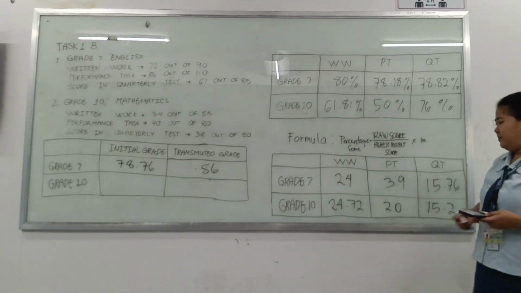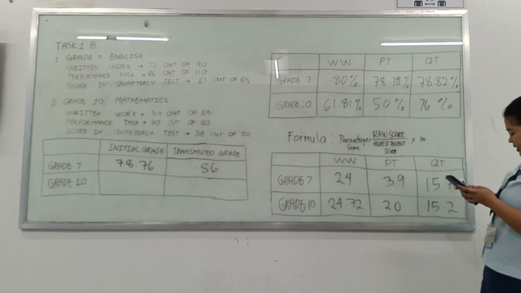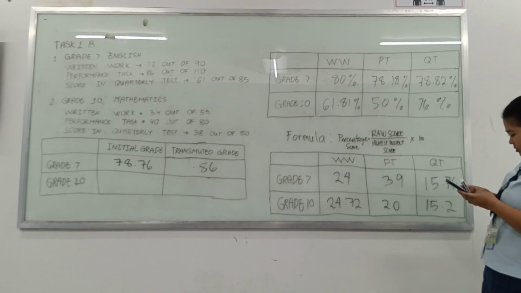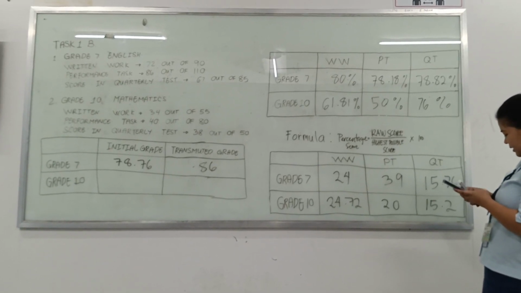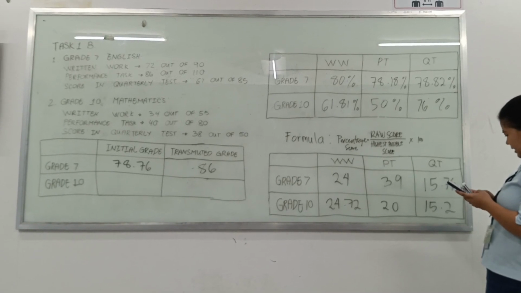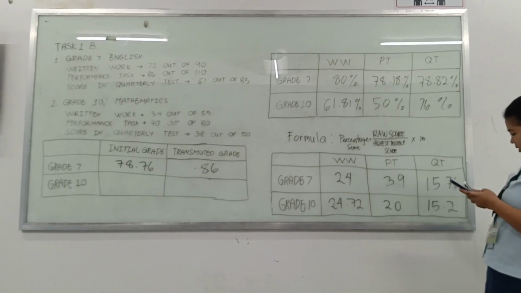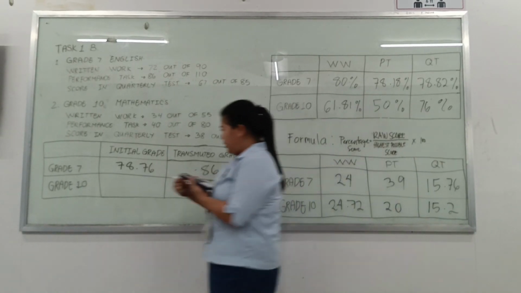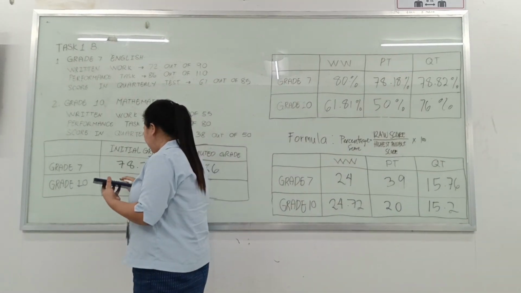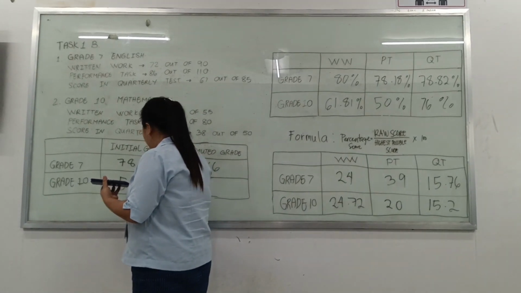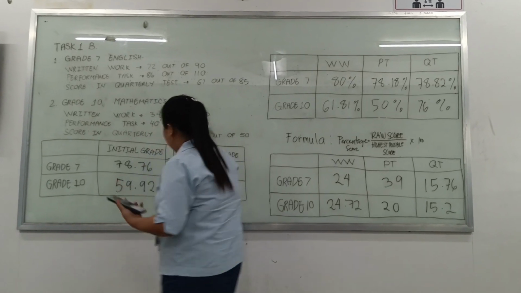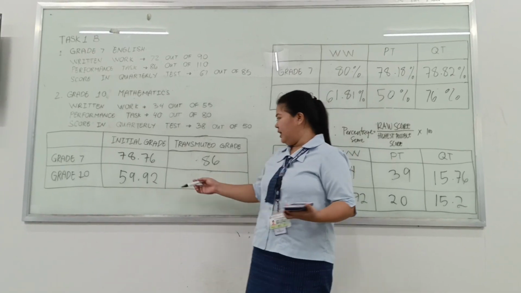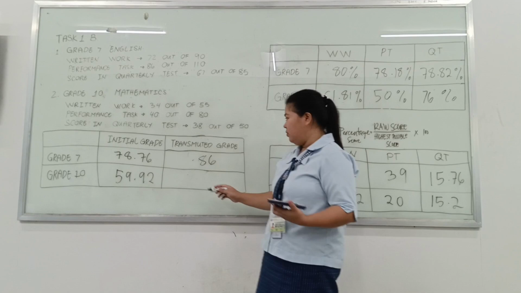The same process for grade 10. So 24.72 plus 20 plus 15.2 is equal to 59.92. So the initial grade for grade 10 is 59.92. So if transmuted, 59.92 will be 70.4.